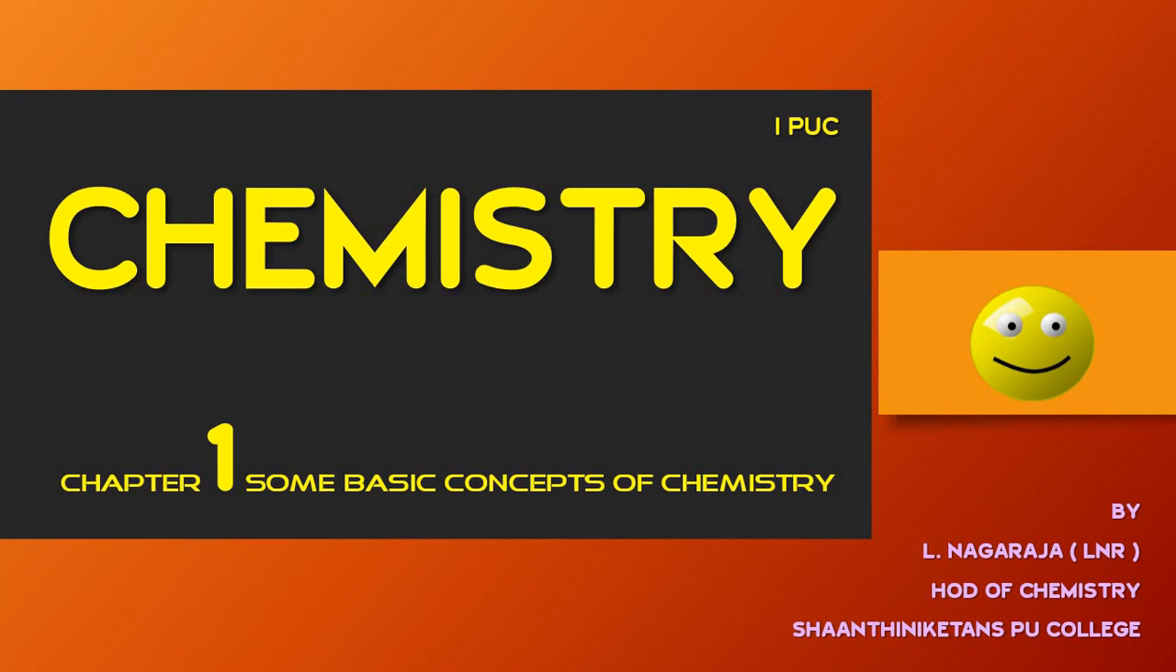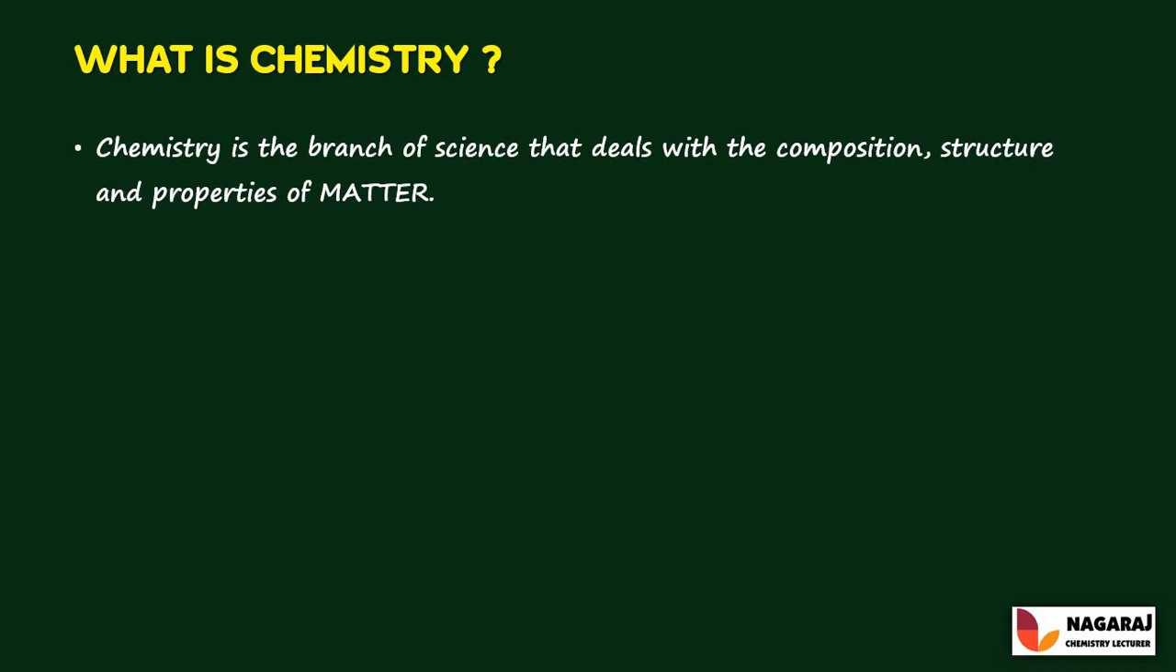Today we are going to discuss the first chapter in the first PUC syllabus, that is some basic concepts of chemistry. Already in the introduction classes we learnt about what is meant by chemistry. That is, chemistry is a branch of science that deals with the composition, structure and properties of matter. Right? So this chemistry deals with the composition, structure and the properties of matter.